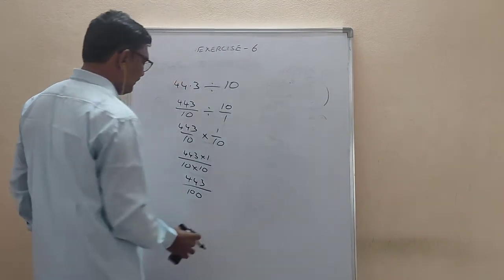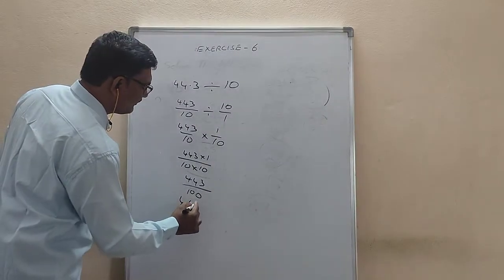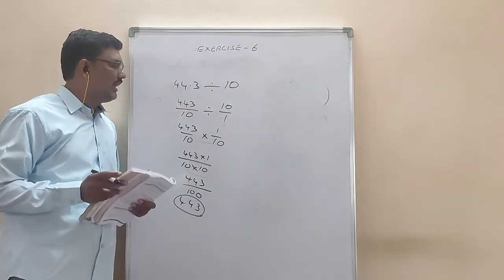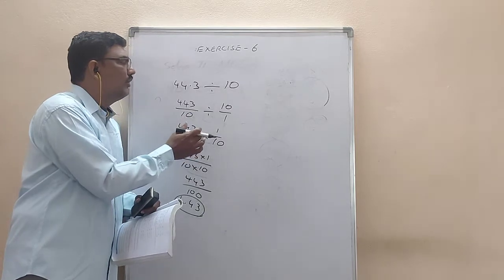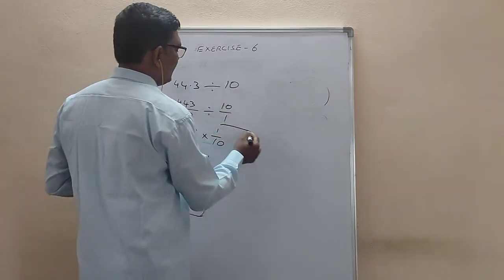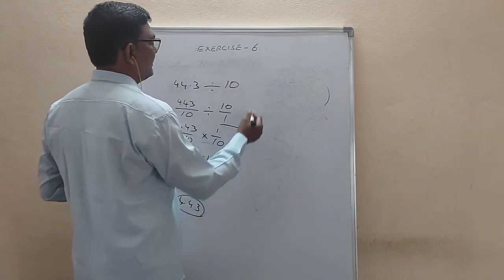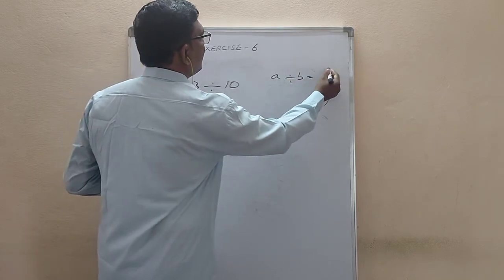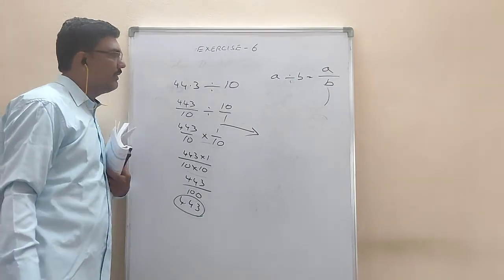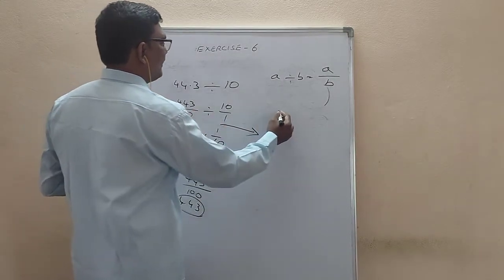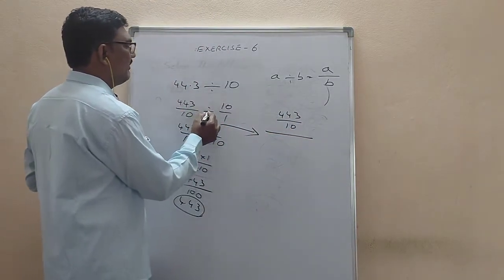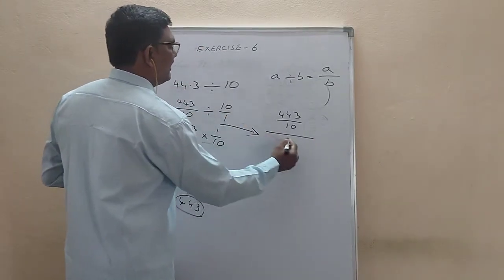Okay. Same problem, how can we do it in another method? Maybe you will get a doubt: why does divided by become into, why does 10 by 1 become 1 by 10? If you have any doubt, up to this step is the same. A divided by B is nothing but A by B. So here, after this step, 443 by 10 is in the numerator. This divided by means this one. This is in the denominator, 10 by 1.